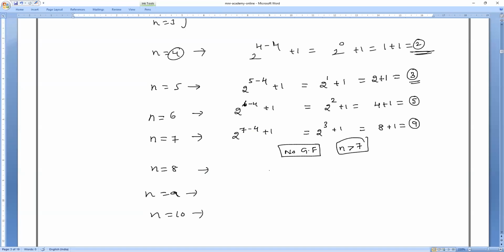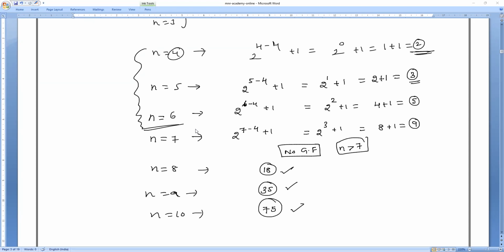N equals 8, how many isomers? 18. N equals 9, 35. N equals 10, 70 isomers. But everybody should learn n equals 4, 5, 6. 100%, one question will definitely be there in the board exam. I hope you all understand what I'm saying. Definitely there will be a question in the board exam for n equals 4, 5, and 6.